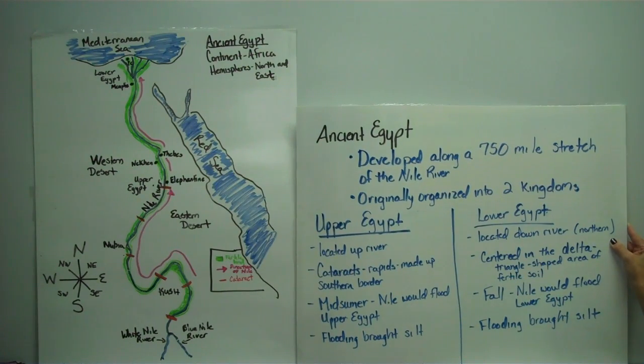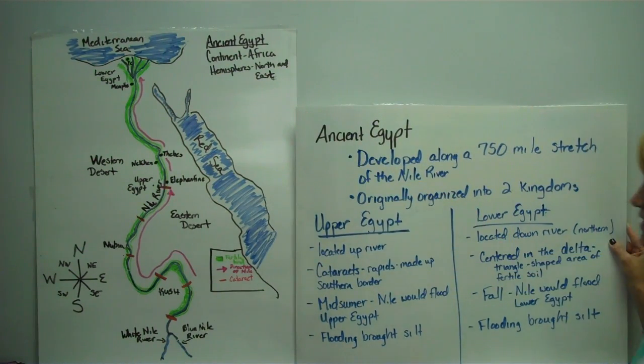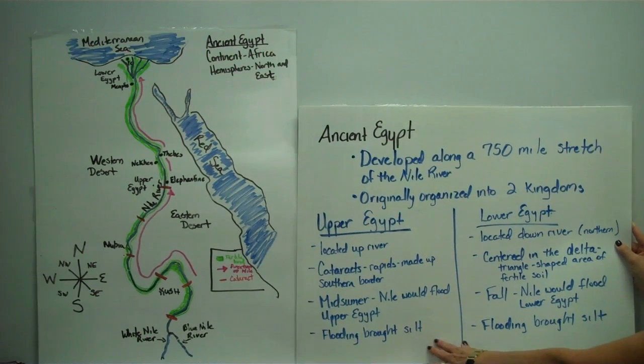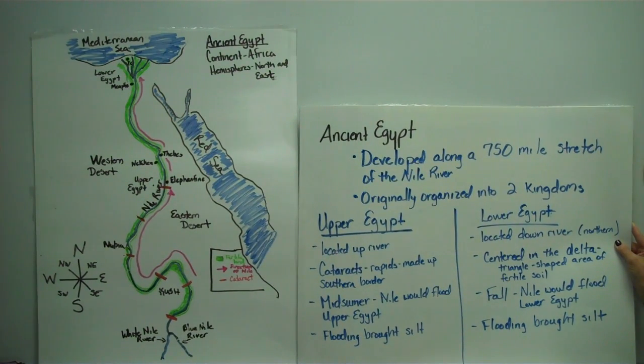Lower Egypt, closer to the Mediterranean Sea, is located downriver. It is centered in the delta, which is the triangular-shaped area of fertile soil. And in the fall, the Nile would flood Lower Egypt, and this flooding again brought silt, which is rich soil.